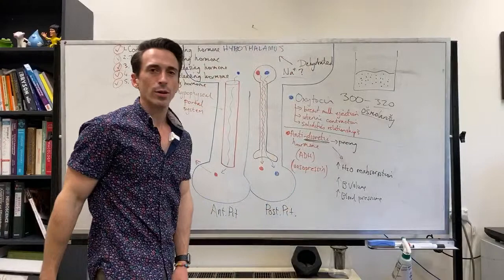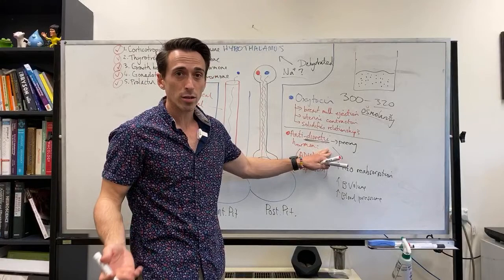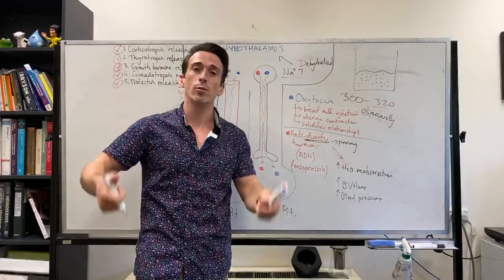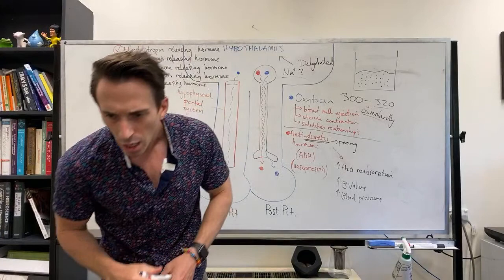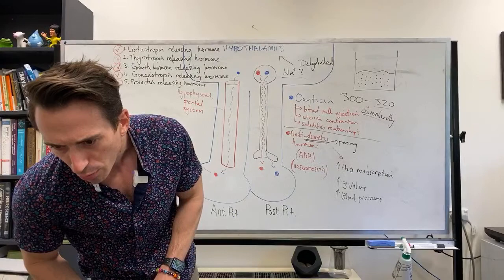But you can also release ADH when your blood pressure is low too. And that's the same with aldosterone, right? Because that increases blood pressure too. Both aldosterone and ADH work together to increase blood volume and blood pressure. And both of these happen when blood volume is low. I don't really understand what it means in the lecture notes by released in response to increased osmotic pressure concentration in the blood. It's exactly that.